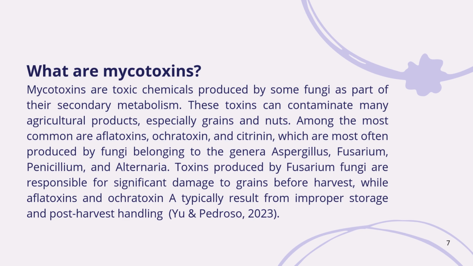Among the most common are aflatoxin, ochratoxin, and citrinin, which are most often produced by fungi belonging to the genera Aspergillus, Fusarium, Penicillium, and Alternaria. Toxins produced by Fusarium fungi are responsible for significant damage to grains before harvest, while aflatoxin and ochratoxin typically result from improper storage and bad harvest handling.